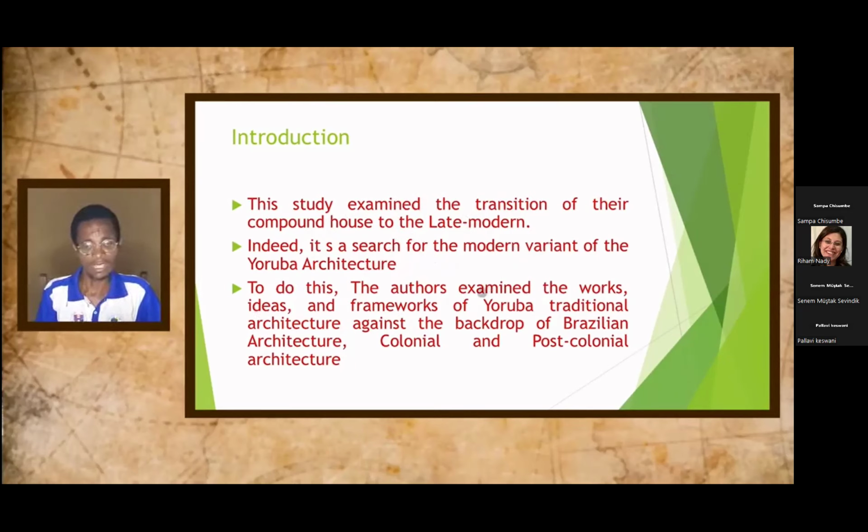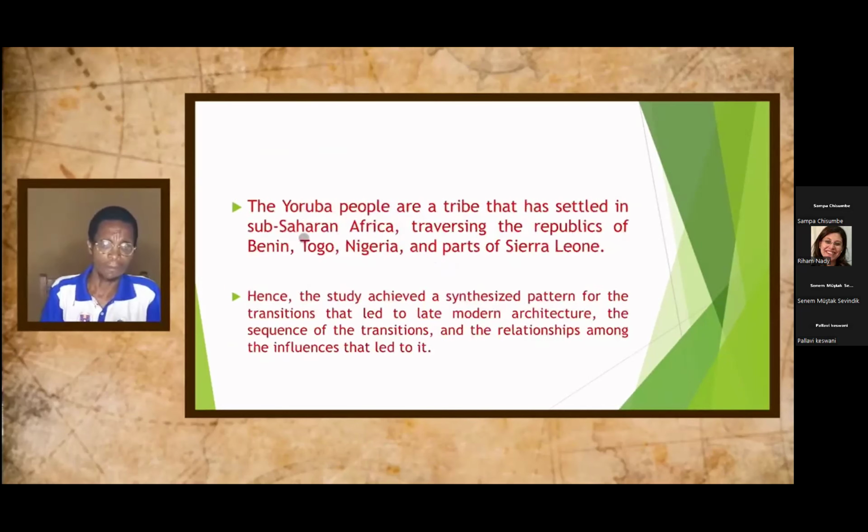In doing this, the authors examine the works, ideas, and frameworks of Yoruba traditional architecture against the backdrop of Brazilian architecture, colonial and post-colonial architecture.